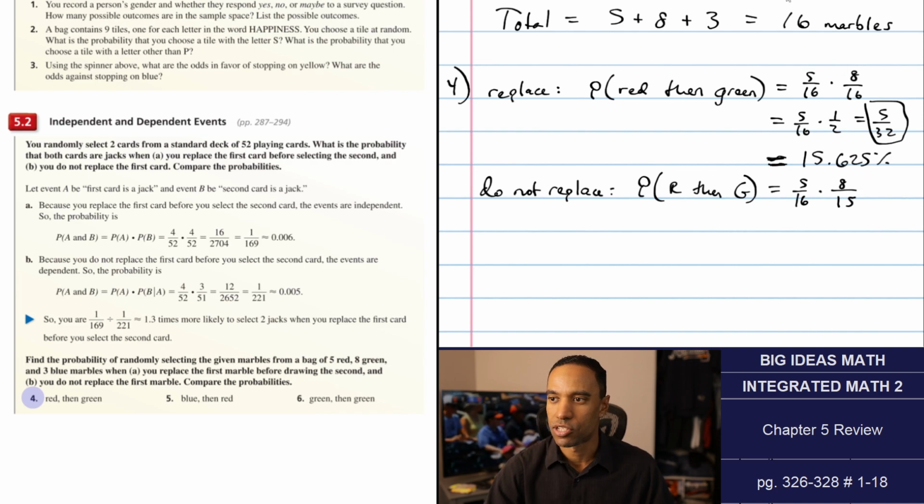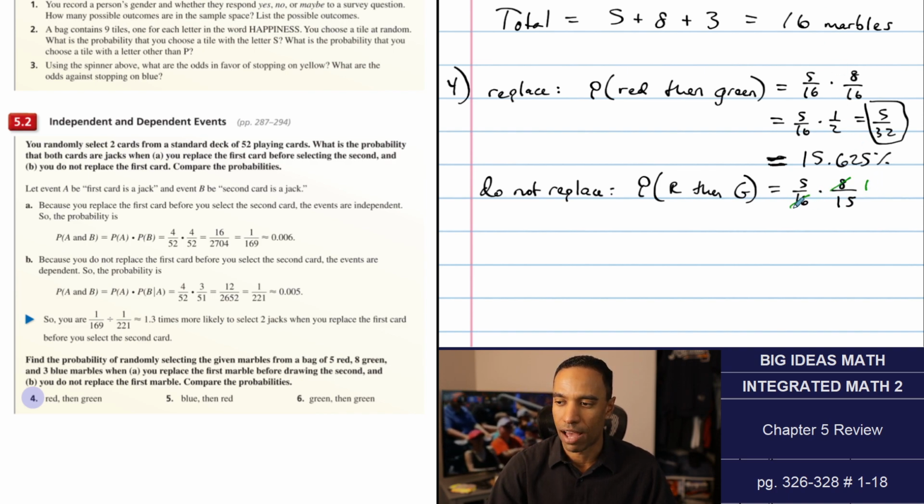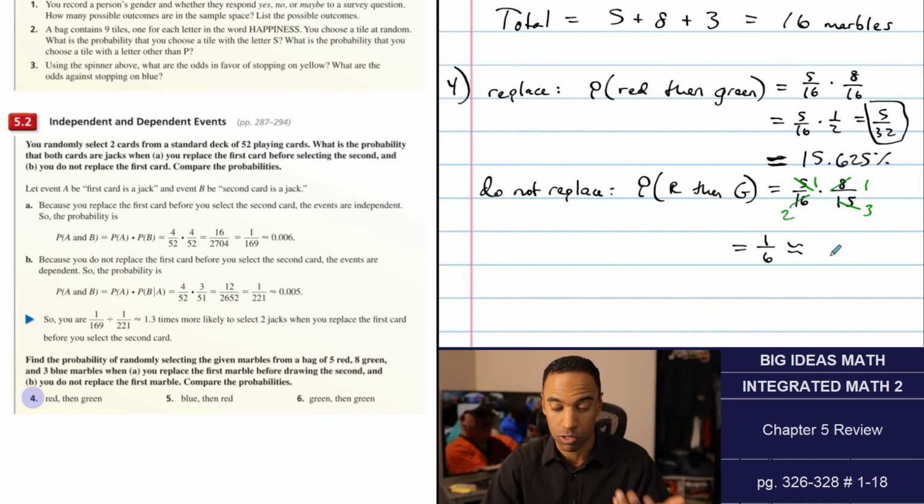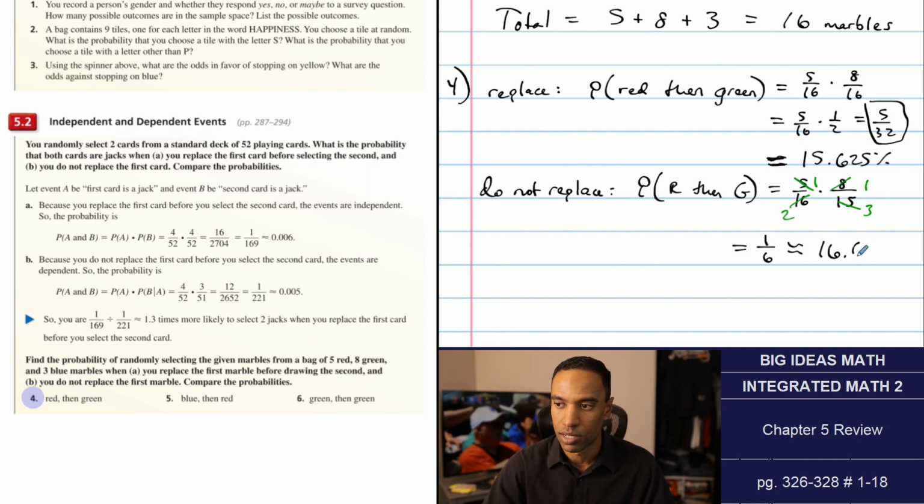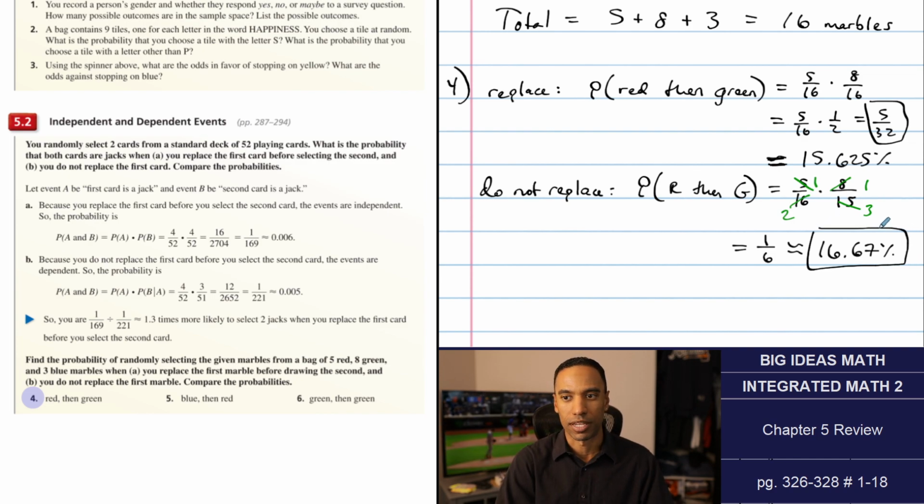Now this 8 out of 16 I can reduce to 1/2, and 5 out of 15 I can reduce to 1/3. 1/2 times 1/3 gives me 1/6. And 1/6 is about, as far as the percentage goes, 16.67%. Just kind of something you got to know.